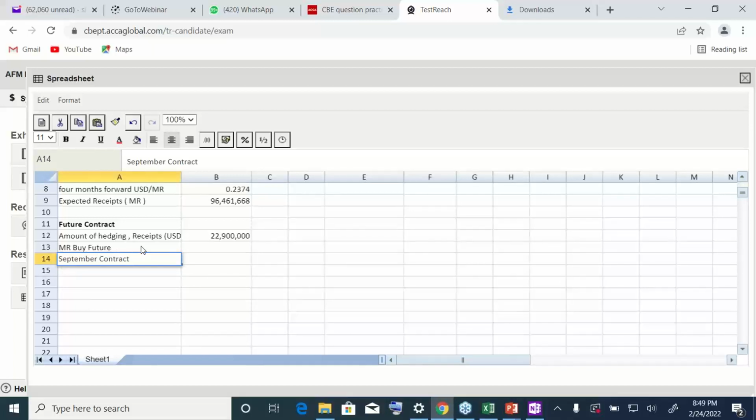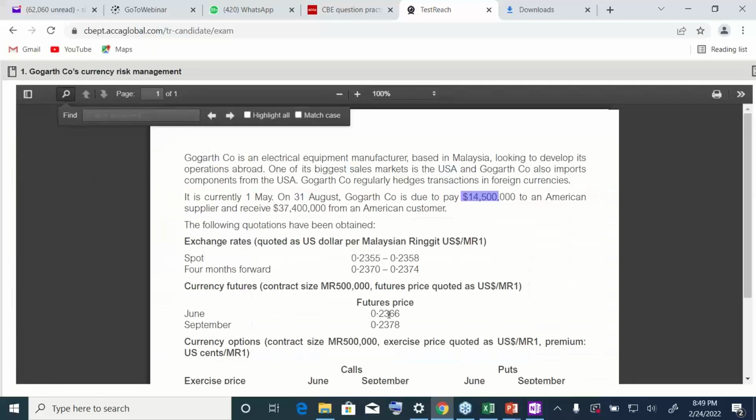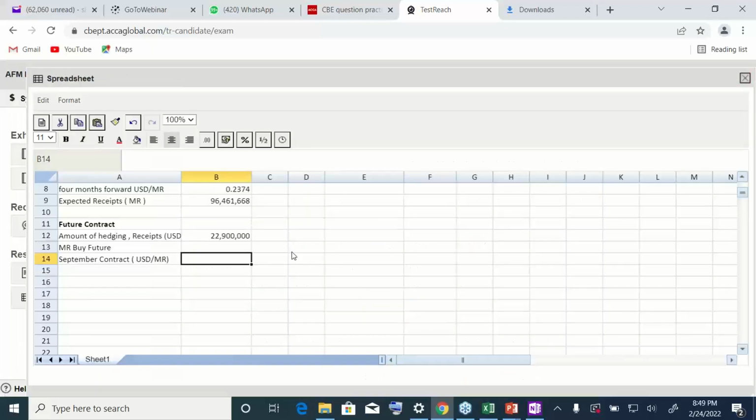September contract. At what price? USD over MR. The price is given here, 0.2378. This is the September contract.